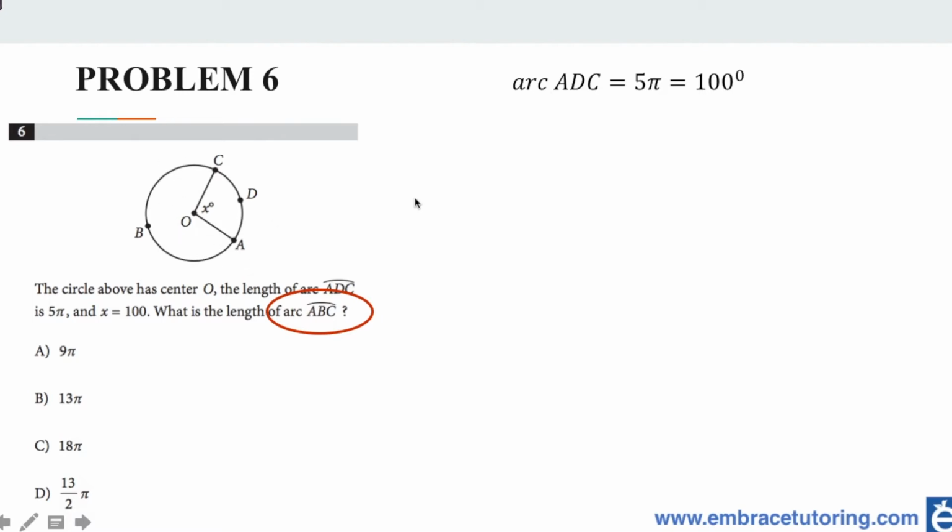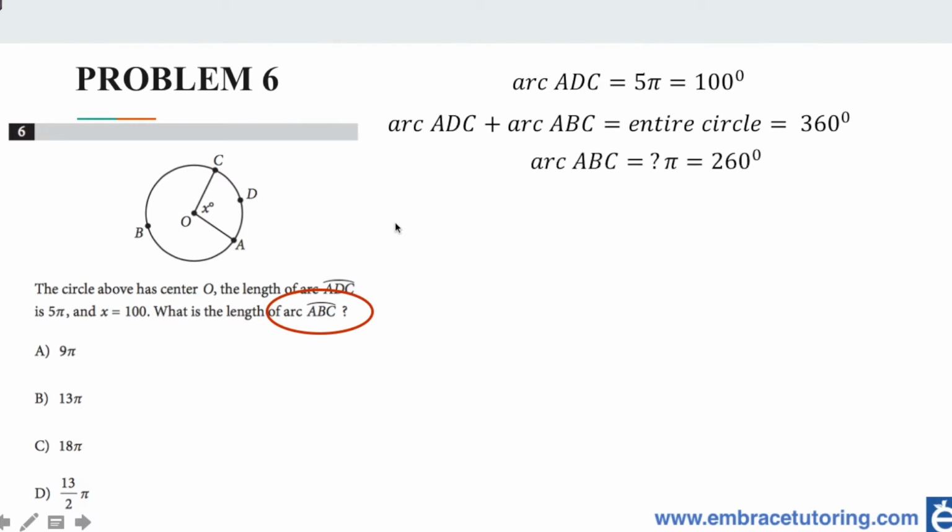And the rest of the circle is going to be the 360 excluding the 100 degrees, right? Because the whole circle, arc ADC plus arc ABC, is going to equal the entire circle, and the entire circle is 360 degrees. So arc ABC is going to equal 260 degrees. And the way that we're getting 260 is simply by taking the difference. We're doing 360 minus 100, and this is the remaining degrees here that's proportional.